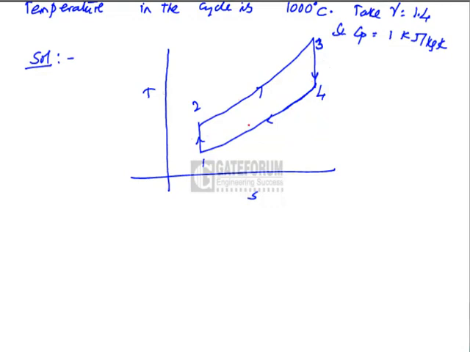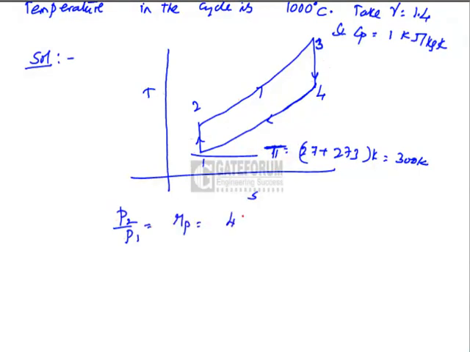He has given T1 as 27 plus 273 Kelvin, that is 300 Kelvin. P2 by P1, the pressure ratio Rp, is given as 4. And P1 is also given as 1 standard atmospheric pressure. Let us consider it as 101.3 kilopascal. That is the standard atmospheric pressure value.